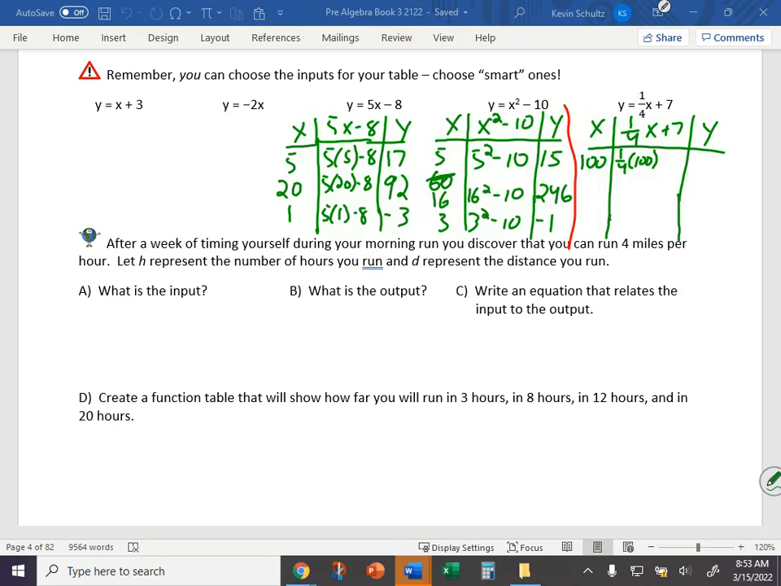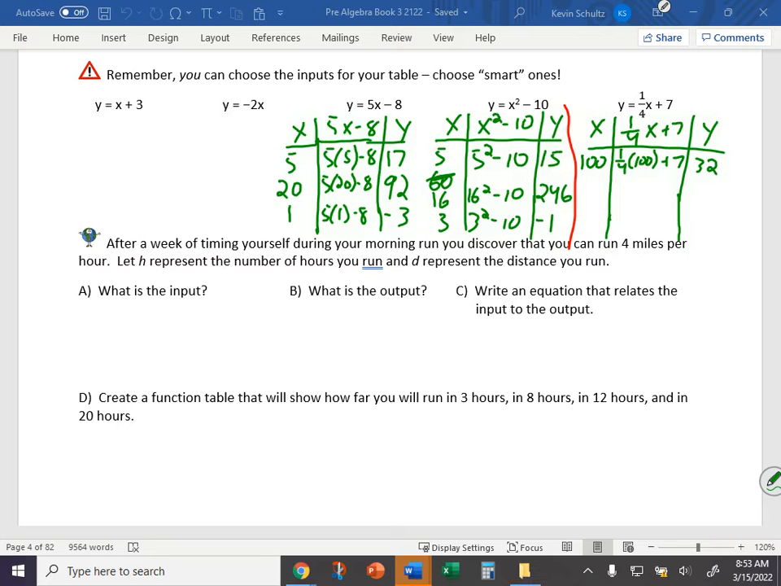Right? What goes into 100 four times? 25. Okay, so 1/4 of 100 is 25 plus 7 equals 32. I remember, like, 3 would be fine, but then you got to deal with the fraction. Do it if you want to, okay? But it is easier not to.